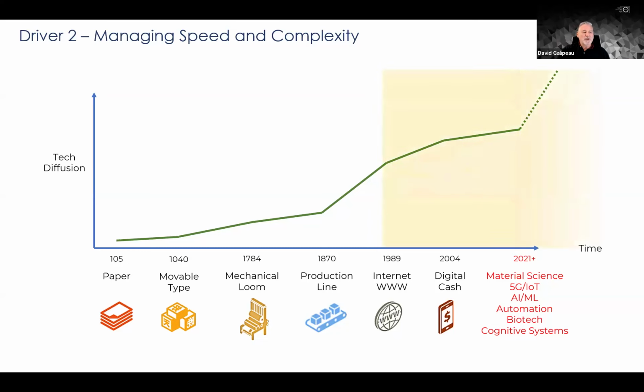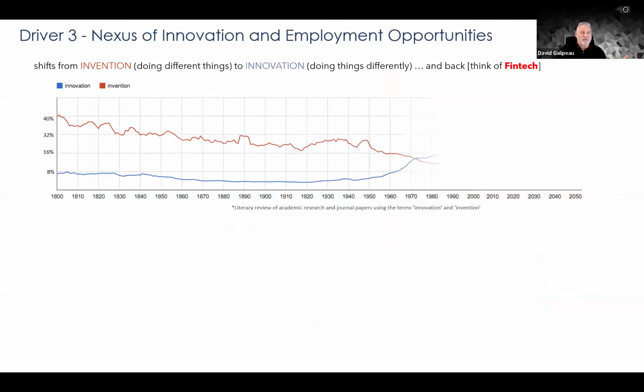So when we start to look at this, managing speed and complexity, certainly when it comes down to business models and staffing, is really, really complex. The third driver is really around innovation and invention. This is a literature review of academic research and journal papers going back to the 1800s on the terms of innovation and invention.